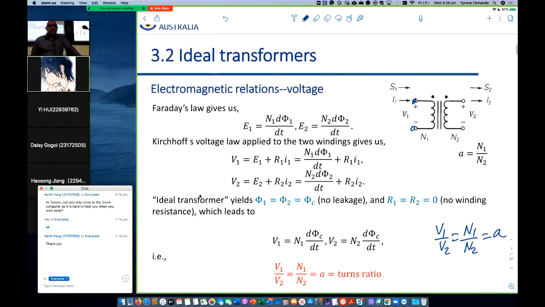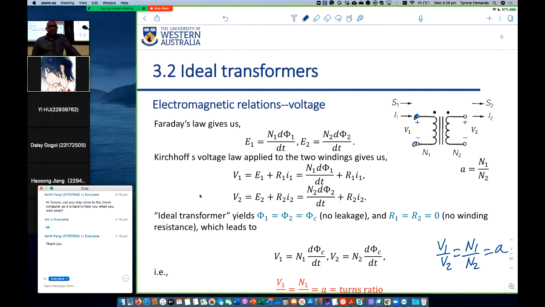Right? So Faraday's law gives us the following equations. Induced EMF in the primary: N1, the number of turns in the primary coil, times d phi 1 dt, that's the flux linking the primary coil. Induced voltage on the secondary is N2 d phi 2 dt, the time derivative of the flux linking the secondary coil. Obviously, if we assume that there is no leakage flux, then phi 1 must equal phi 2.